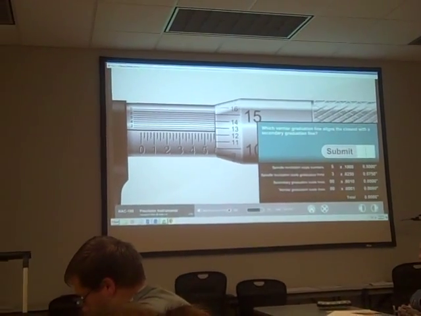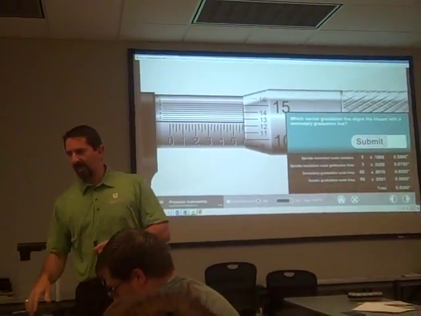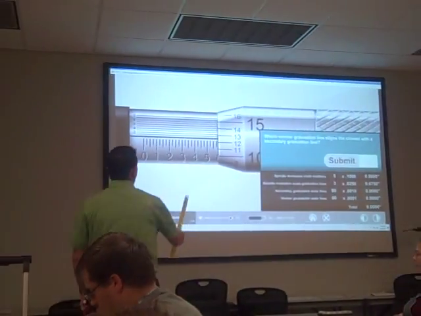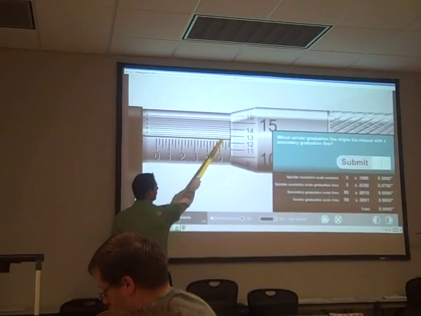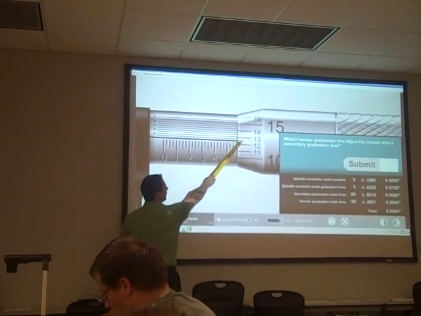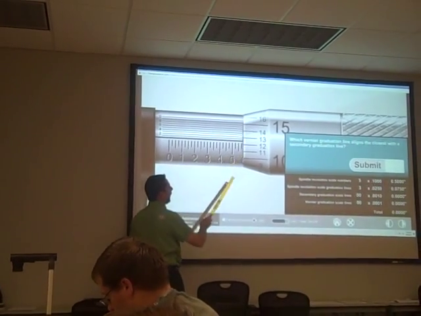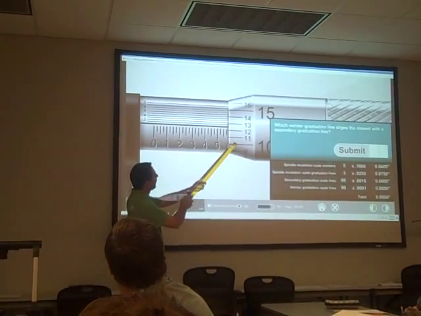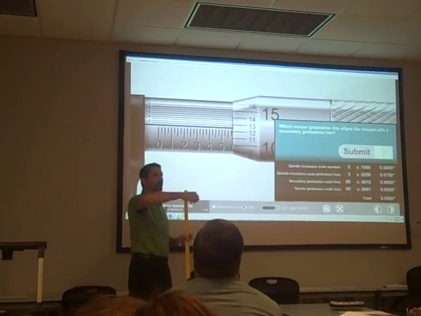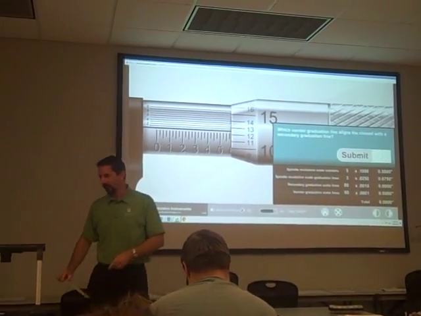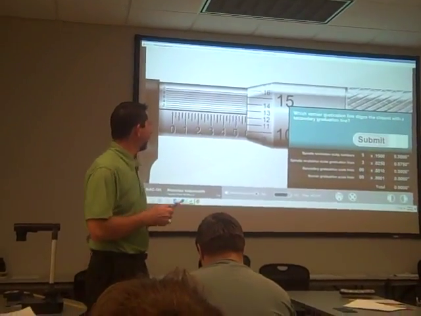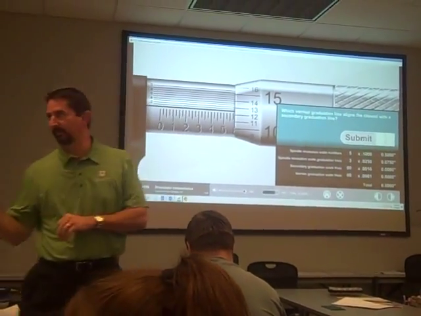The next we have is the secondary graduation line. Now, the secondary graduation line is measured here on the thick black line. This is where people get confused. This is the secondary graduation line. What number is indicated here? 12. We are past the 12, but we are not to the 13. Notice it rotates counterclockwise. So we have 12 secondary graduation scale numbers.